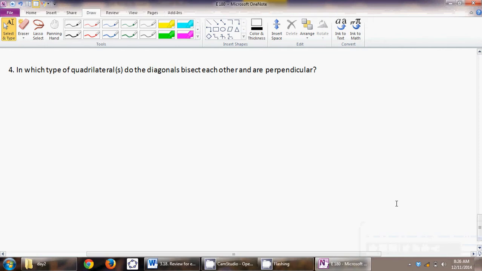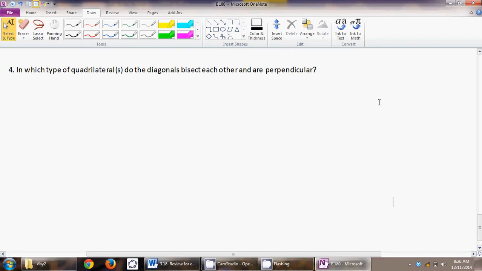Practice problem number 4. Well, I hate to break it to you, this is kind of just a logic one. You just kind of got to think about it. There's no diagram here, and number 4 reads, in which type of quadrilaterals?